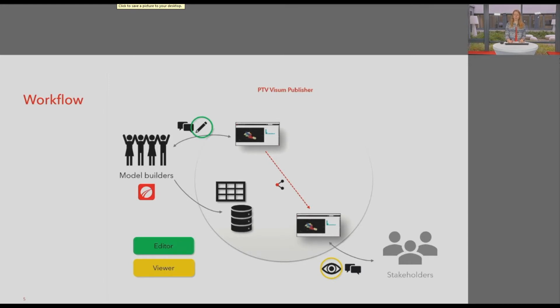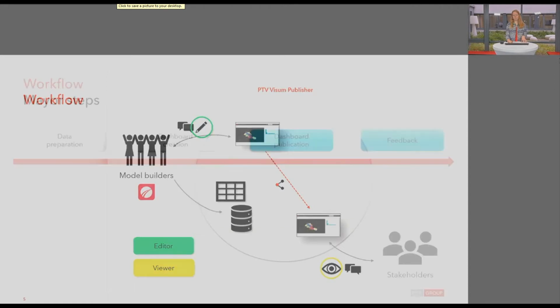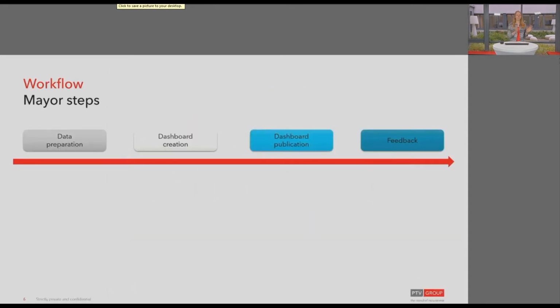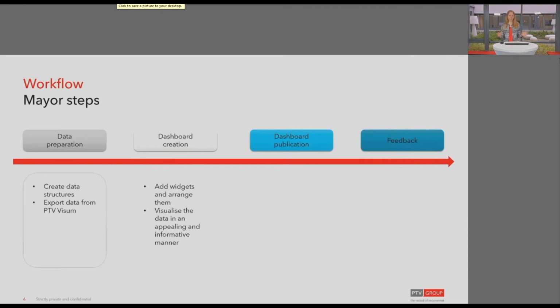Looking into the workflow a little bit closer, we had these 4 steps: data preparation, dashboard creation, dashboard publication, and the feedback. For the data preparation, you need to set up data structures within the web application and then export data from PTV Visum. The dashboard creation basically consists of adding widgets to a canvas and visualizing the uploaded data with the tools that are there. We will see them later on more in detail.